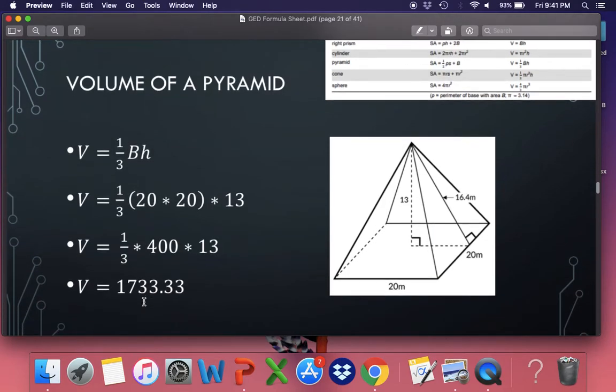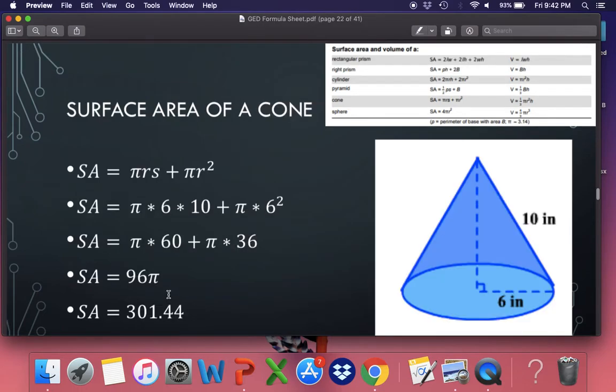And volume of a pyramid is 1/3 times the area of the base. Again, capital B is area of the base. Lowercase b is just the base of an object. So 1/3 times the area of the base, 20 times 20, which is 400, times the height, which is 13. So 1/3 times 400 times 13 will give you 1733.